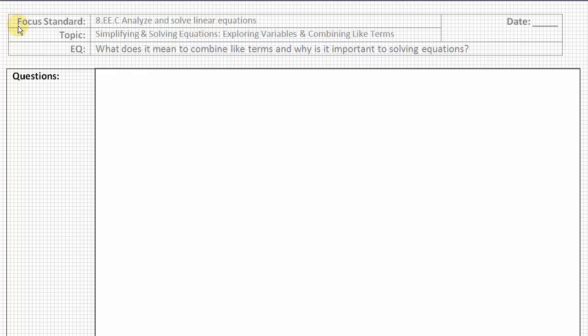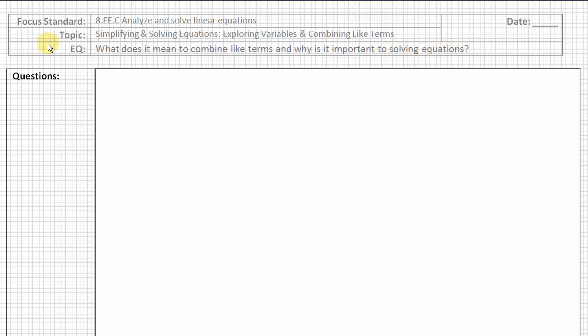For this lesson, our focus standard comes from Grade 8 Expressions and Equations, Standard C, Analyze and Solve Linear Equations. Our topic for this lesson comes from our unit, Simplifying and Solving Equations, and today we're talking about exploring variables and combining like terms. So our essential question is, what does it mean to combine like terms, and why is it important to solving equations?